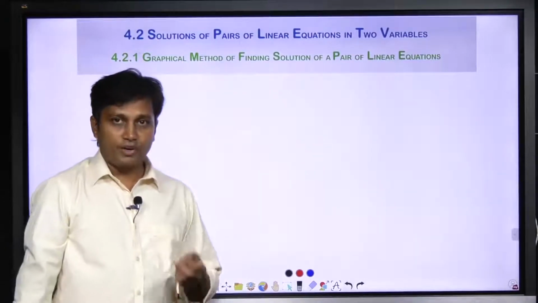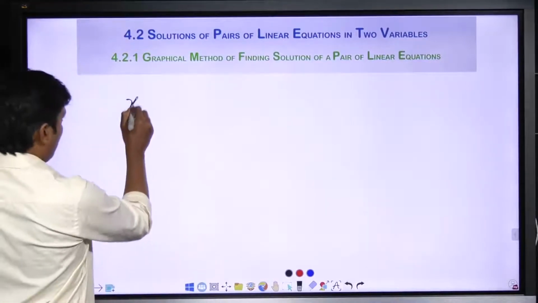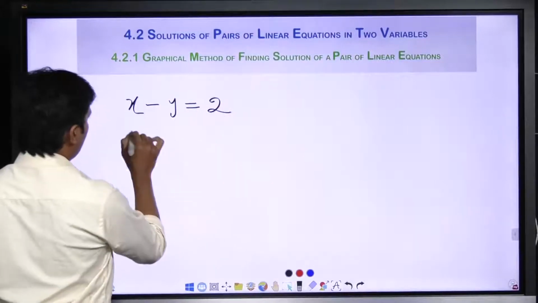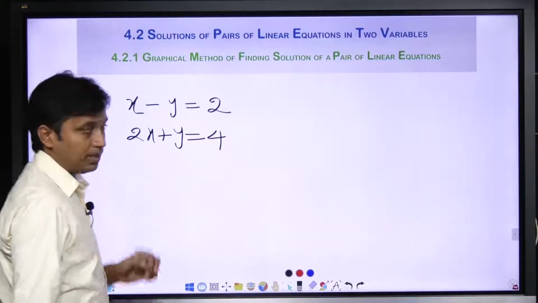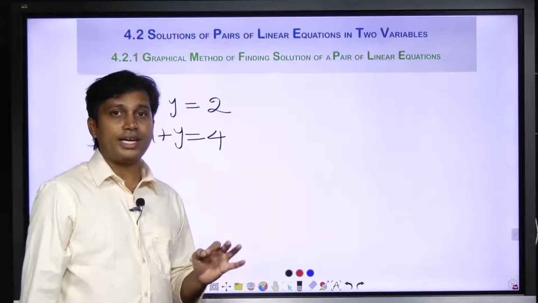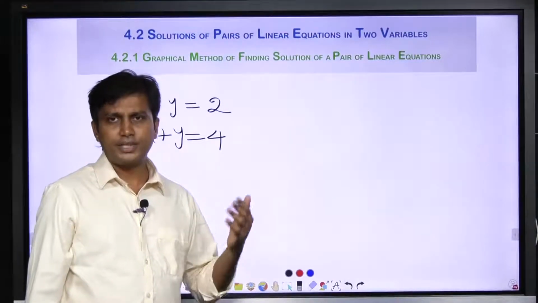So, let us take one pair of examples for this. I will take a very simple one: x minus y equal to 2 and 2x plus y equal to 4. We need to solve these equations. The first method is known as the elimination method. Why do we call this an elimination method?